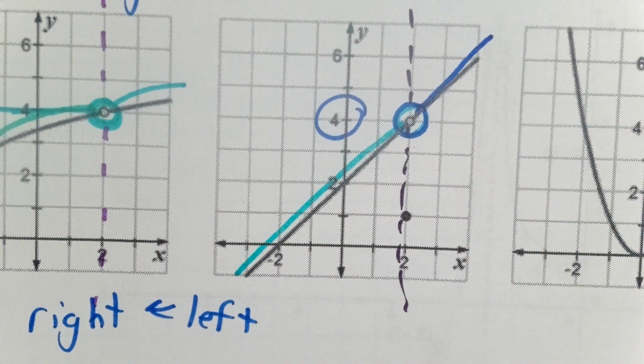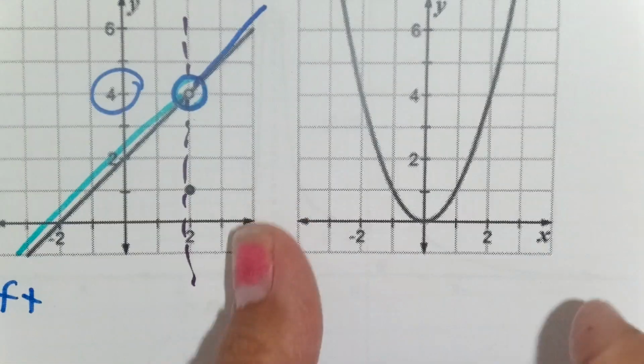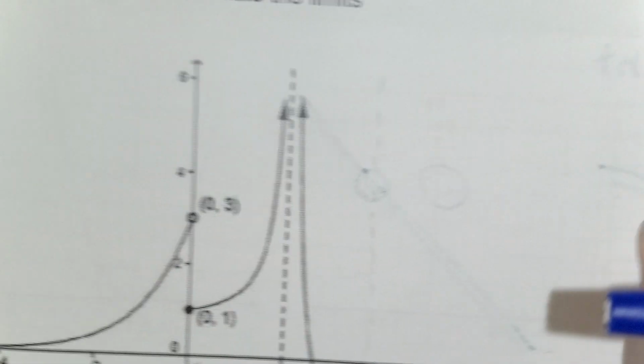Okay. We sure? All right. I'm not going to go over this one because that one's easy. All right. Flip to the back.